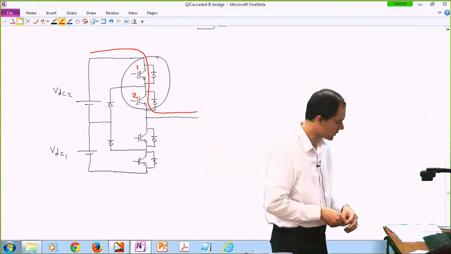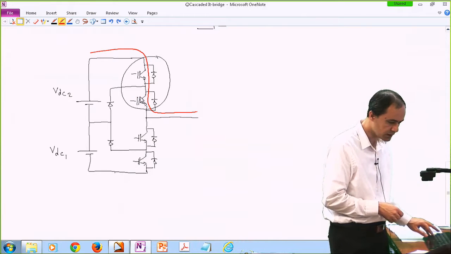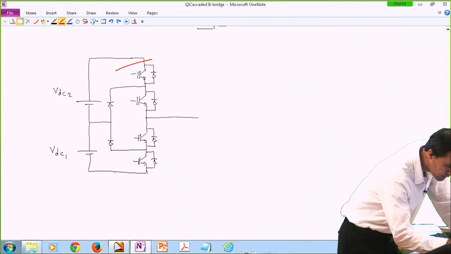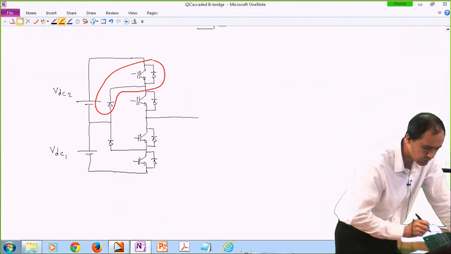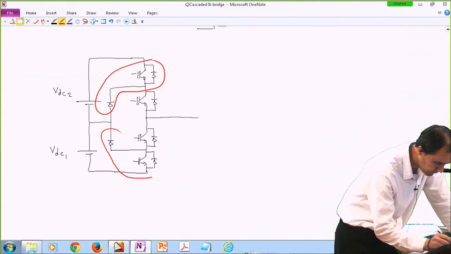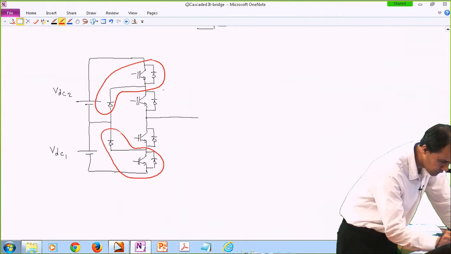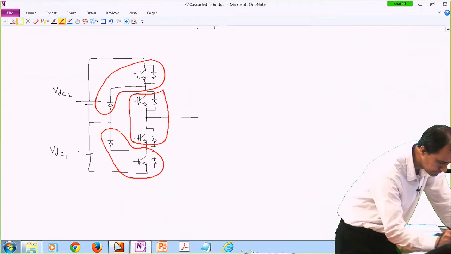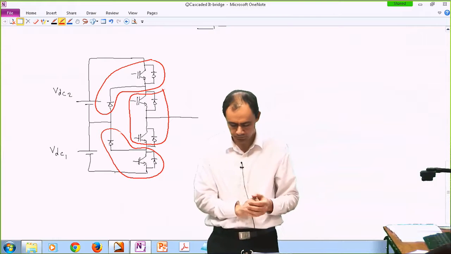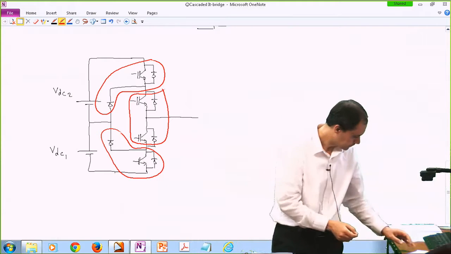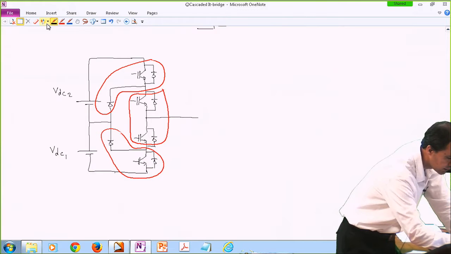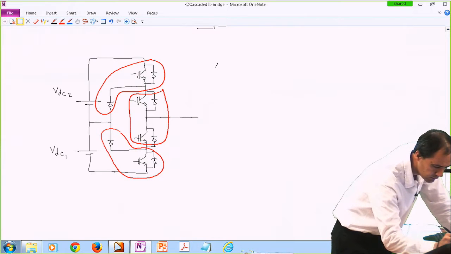So if somebody asks you to identify the single pole double throw switches in this circuit, one is this one. These two switches are complementing each other. The other one is this one. And the third one is this one. But they are drawn in a way that is a little bit confusing. So please remember, we have 4 transistors and 6 diodes.